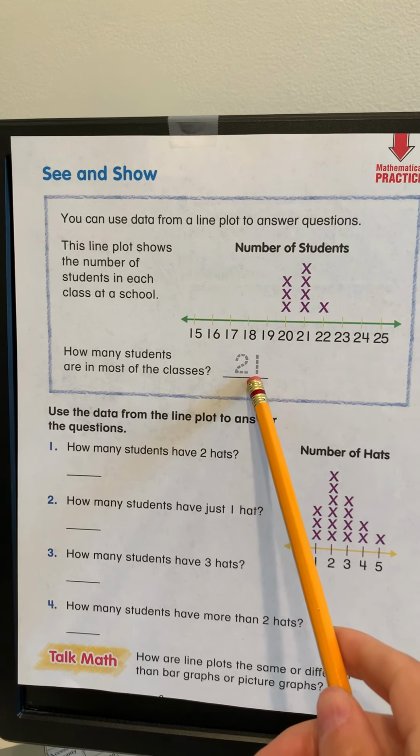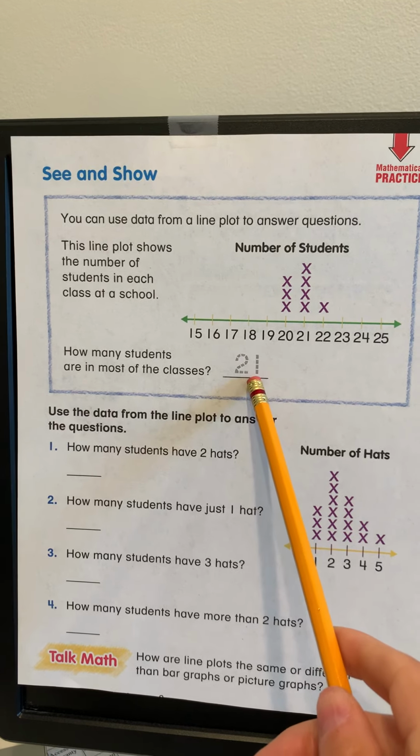Okay, let's go to our next page. Here it says you're going to use the data from the line plot to answer the questions. This one is on the number of pennies. So here's our line plot numbered from 0 to 10. You see the number 2, 4, 7, and 8. Those are X's. Those are the number of pennies.